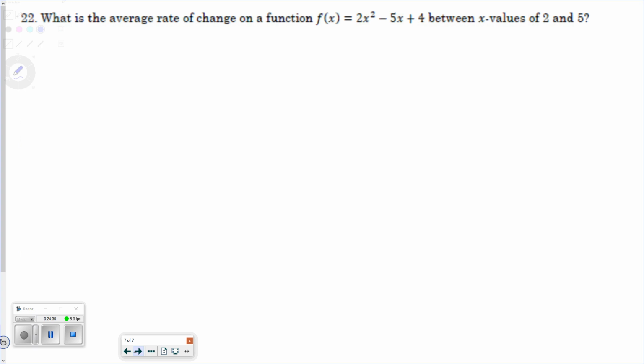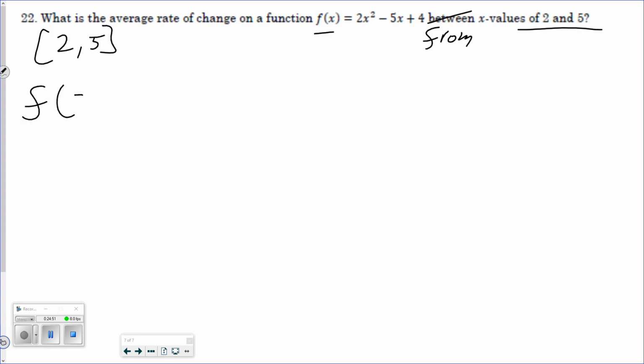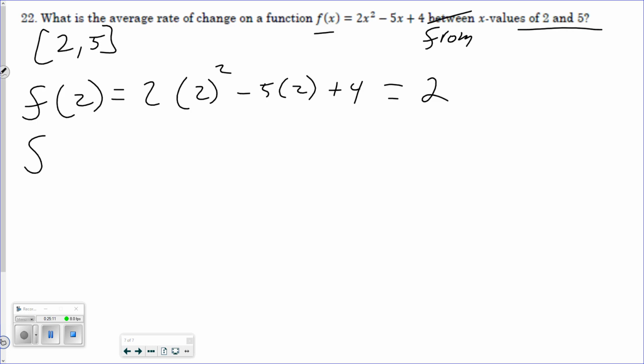Last one, we're going to do it pretty quickly. Average rate of change of this f of x over these x values. So between 2 and 5, I think a better word to use is from. Average rate of change from the x values 2 to 5. It's not a big deal. So what you're going to do is find f of 2, because what you need is points. f of 2 is 2 times 2 squared minus 5 times 2 plus 4. 2 squared is 4, 8 minus 10 is negative 2, plus 4 is 2. Solve it out, you get 2.